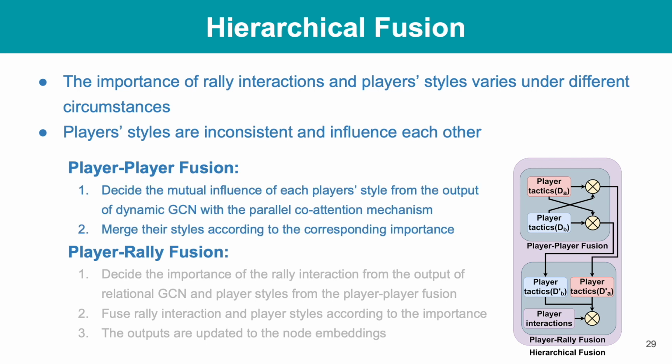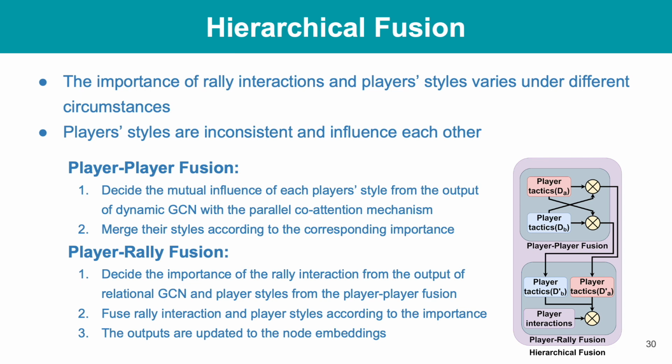Specifically, the mutual influence of the style of each player is computed from the outputs of dynamic GCN using player co-attention. However, instead of using the outputs directly, we transform the outputs of player co-attention to the overall influence for dynamically indicating the importance from the opponent's styles to the players themselves.